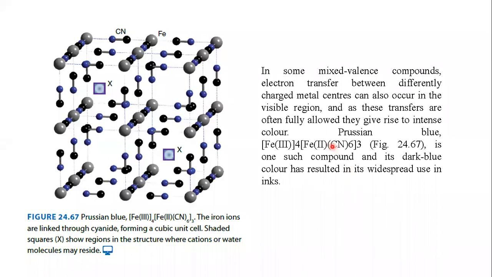So you can see the structure of Prussian blue, the crystal structure. Here you can see the iron ions. The iron ions are linked with the cyanide ligand. The ligand is your cyanide. So this is the structure.